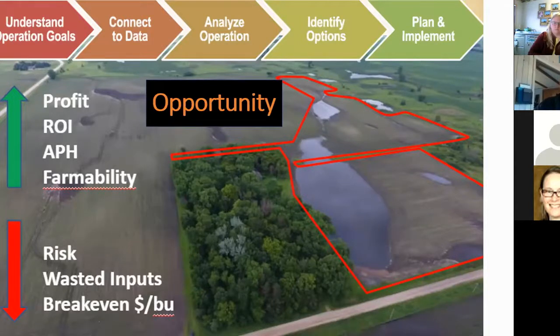So what are we looking for in opportunity? We're looking to increase profits, first and foremost, increase return on investment. Over time, the increase in APH, and then obviously, let's square these up and make them feasible to farm and do what makes sense for the farmer themselves. Also on the decrease side, what are we looking to decrease? Decreasing risk, wasted inputs, and decreasing the break even.